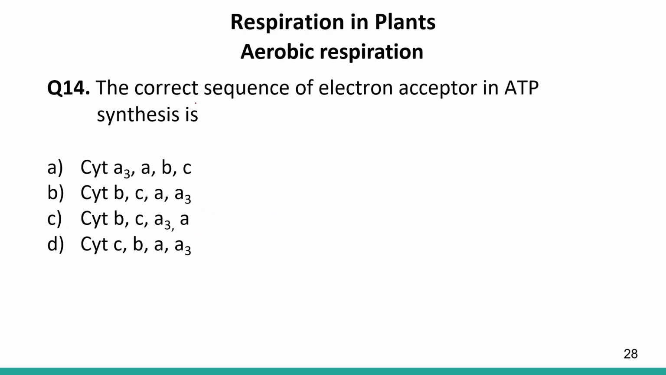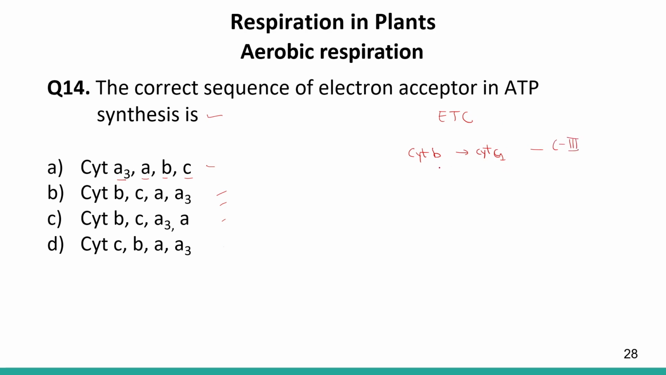Now coming to the next question, the correct sequence of electron acceptors in ATP synthesis. Again, they are talking about the electron transport chain. So these are the options. These are all cytochromes: cytochrome A3, cytochrome A, cytochrome B and cytochrome C. So what happens? Electrons move from cytochrome B to cytochrome C1. This is complex 3.